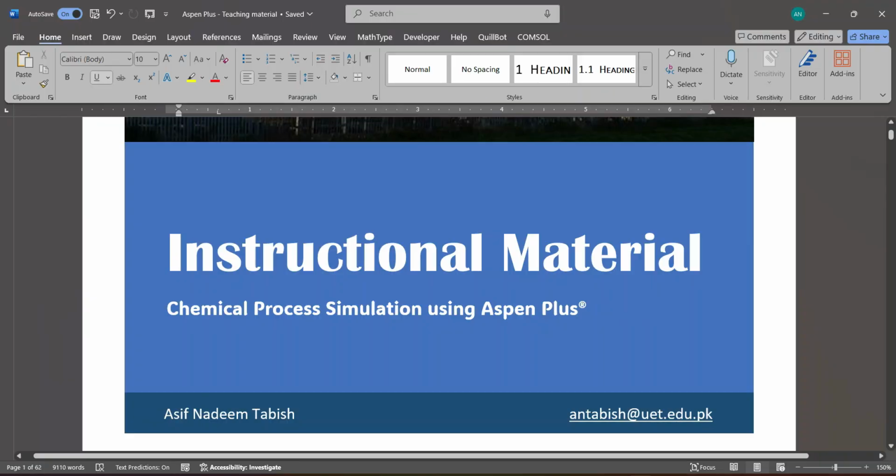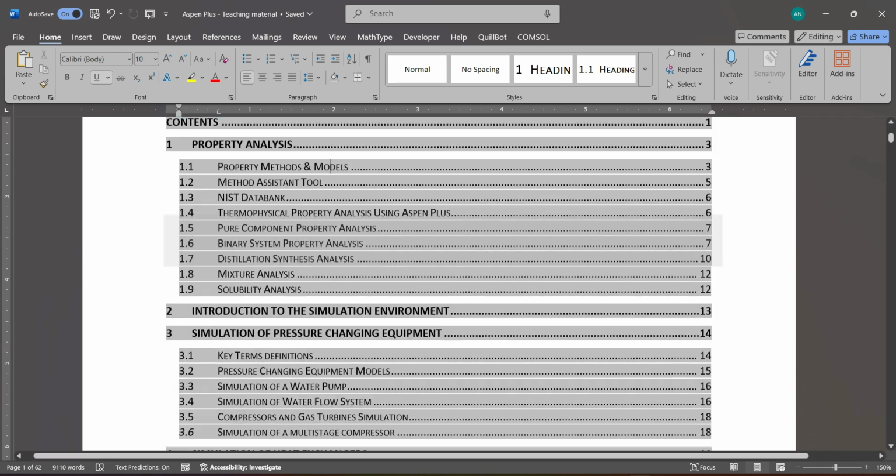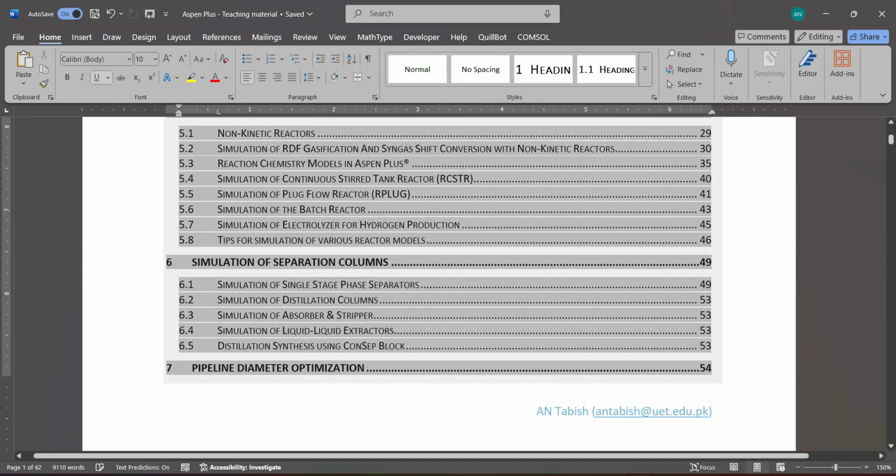Well, in this session, we'll be working on the phase separators, specifically single stage phase separators. In the upcoming couple of sessions, we'll be specifically focused on the separation related case studies. Related to the separations, the most common interest unit operations are the single stage phase separators, distillation columns, absorber strippers, liquid-liquid extractions, among others. Also, distillation synthesis using concept block will be the subject of upcoming sessions.